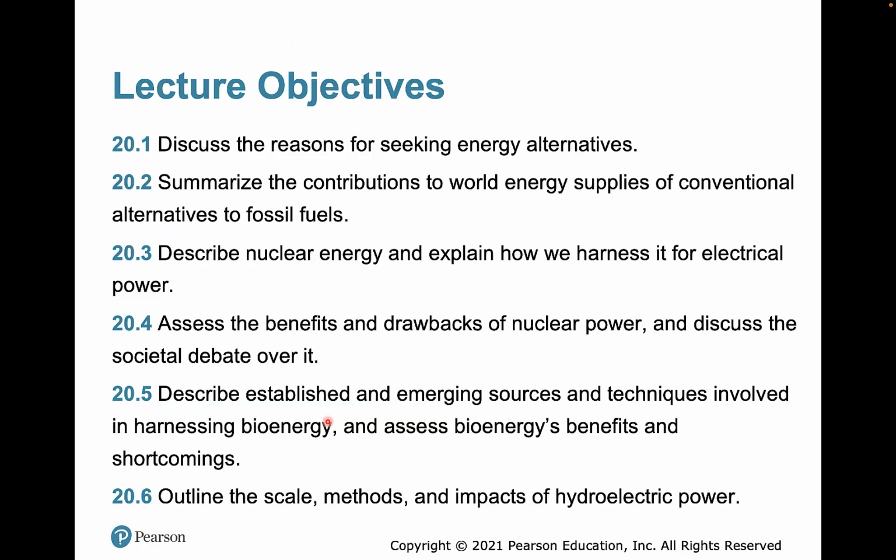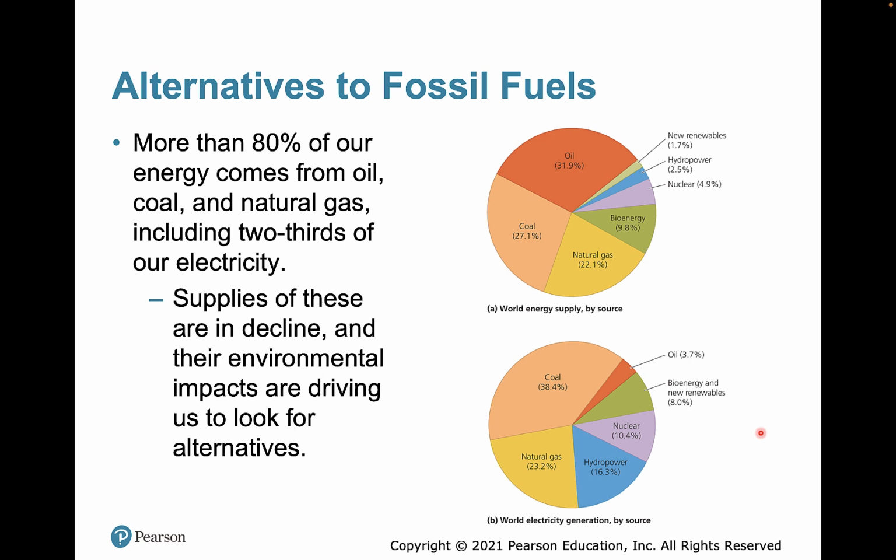So we're going to talk about reasons why we should be seeking energy alternatives. We're going to look at how those conventional alternatives have contributed to world energy supplies. We're going to look at nuclear, look at how we use nuclear power, look at the pros and the cons, as well as the societal debate related to nuclear. We're going to look at bioenergy and hydroelectric power. So those are our three conventional energy alternatives: nuclear, biomass, and hydropower.